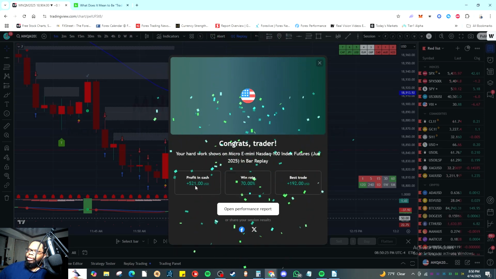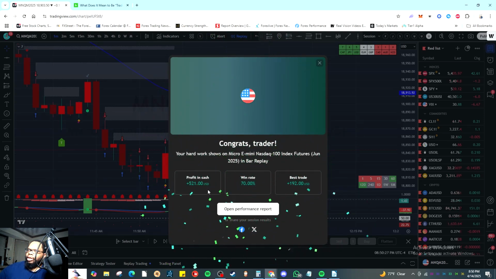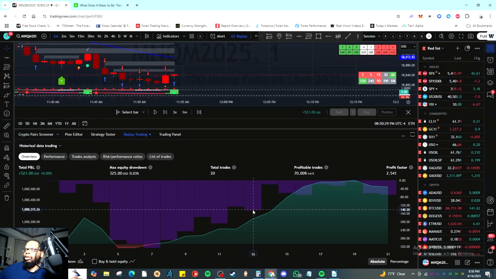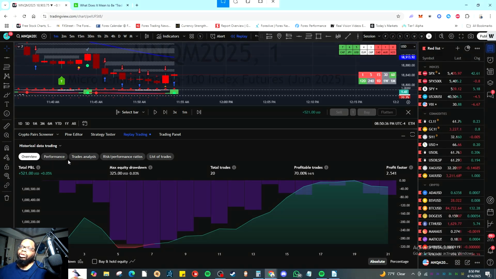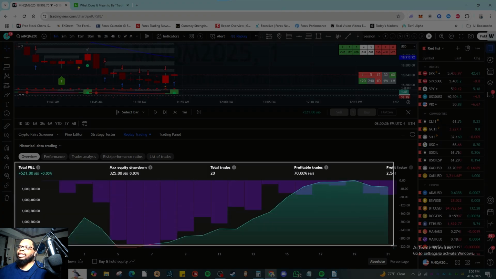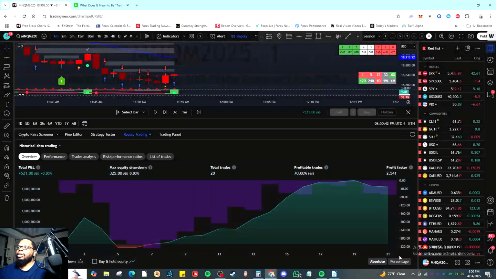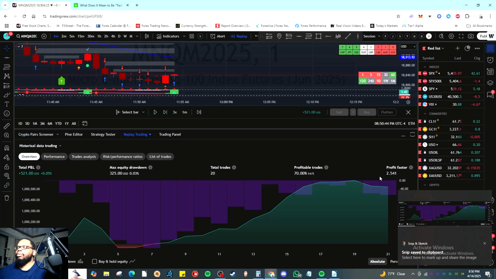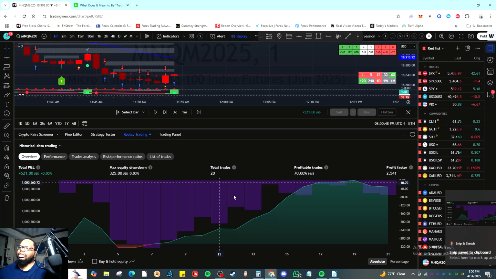So then, as you can see, 70% win rate, $192 best trade, total profit 521. And then we'll open this. Dang, my max drawdown on this one was actually worse. I think the other times I did it, it was like 275 or something like that. My profit factor and my profitable trades is about the same. My total trades, I took one less trade on this one.